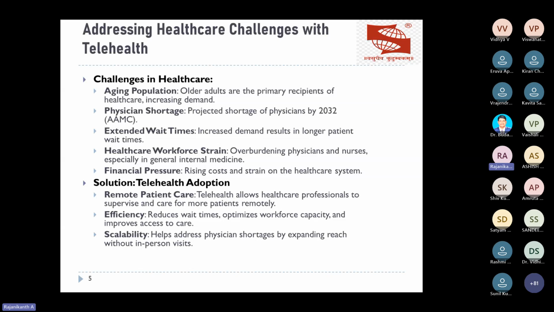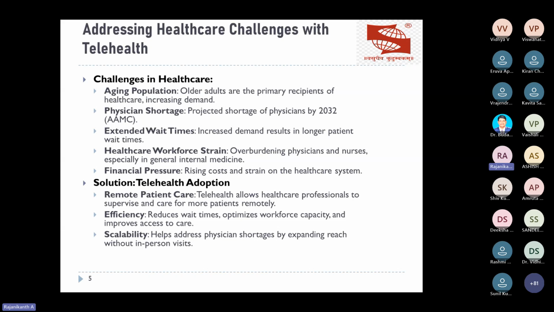The next is healthcare workforce strain. On one side, waiting is a challenge for us, but on the other side, doctors are overburdened with the count of patients. So that's another challenge. The next one is financial pressure. Reaching out to a doctor or healthcare specialist physically will definitely cost us more, and the rising costs are always a challenge. Even people say that if a patient reaches a doctor, he has to spend all his savings to save his life, which creates a financial burden.